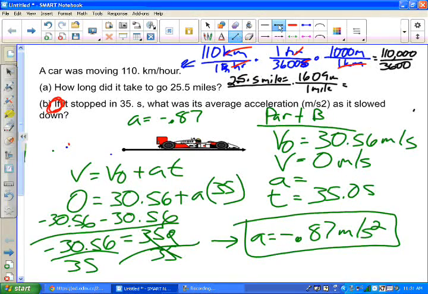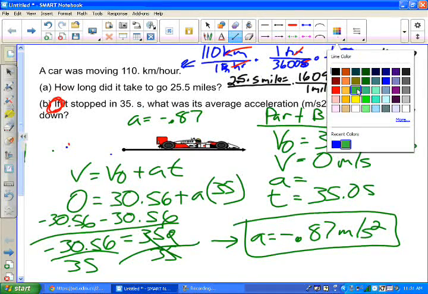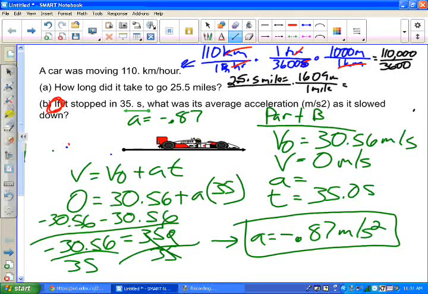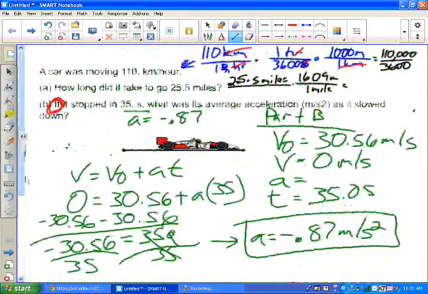Now the negative number represents the direction. What that means is while my car is traveling to the right, my deceleration, or the acceleration, is going to be in the negative direction. So it's going to oppose the direction of the velocity of the car. And that's pretty much it.